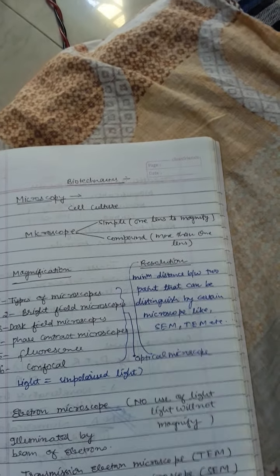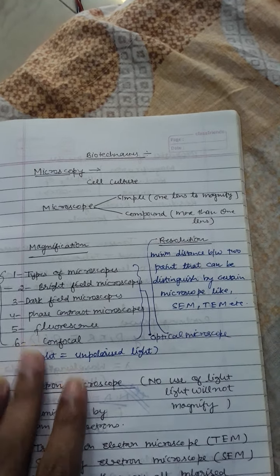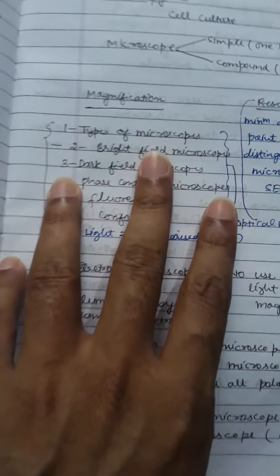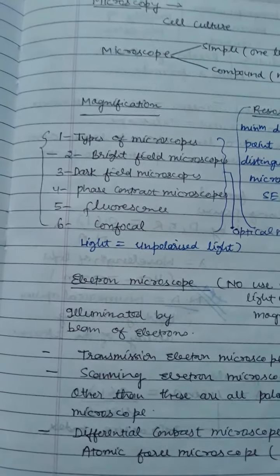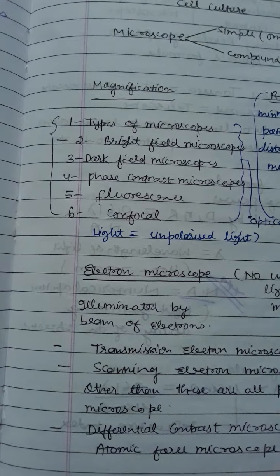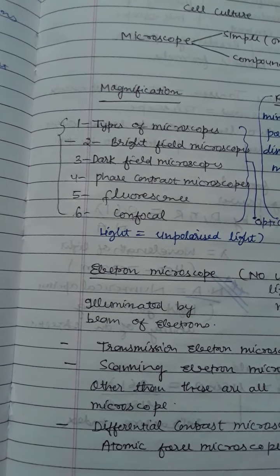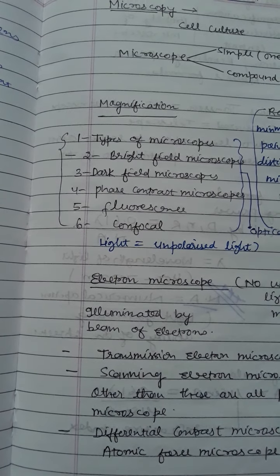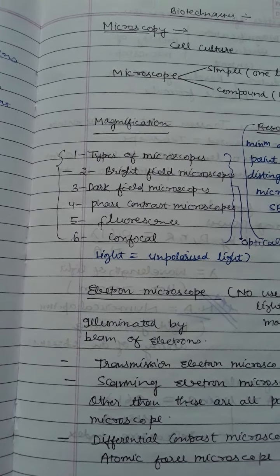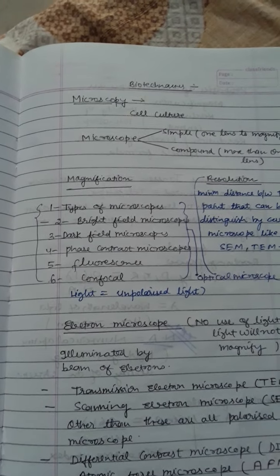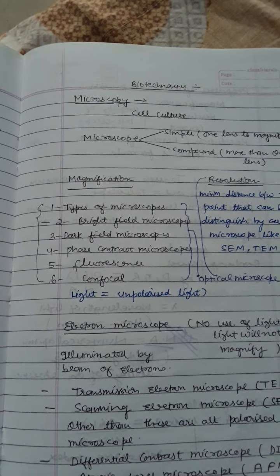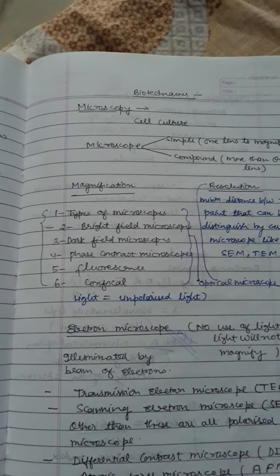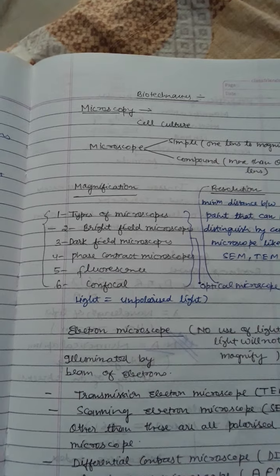Okay, so let's first quickly see some contents here. Types of microscope: first is the simple microscope, second is the bright field microscope, third is the dark field microscope, fourth is the phase contrast microscope, fifth is the fluorescence microscope, and sixth is the confocal microscope. All these microscopes mentioned here are optical microscopes because they use light. But there is a microscope in which there is no use of light.